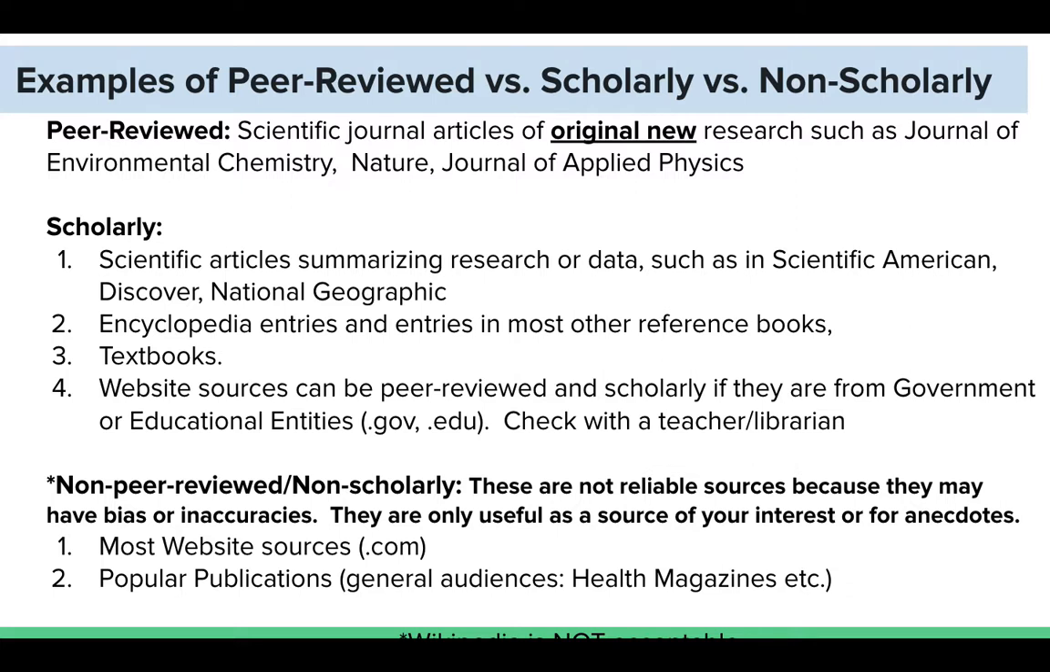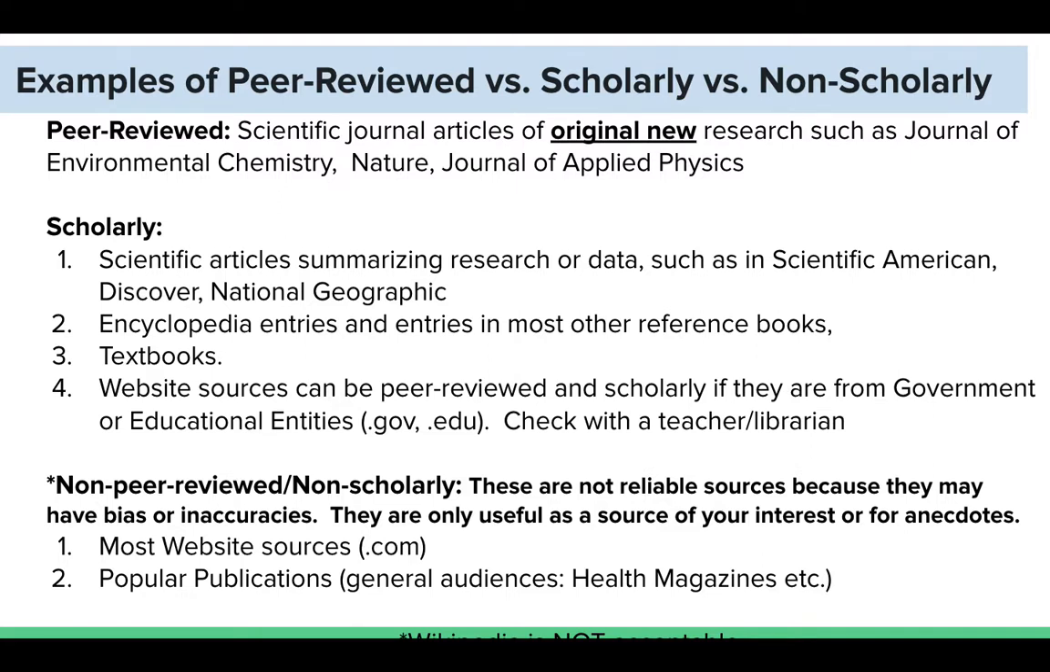Now, you can use non-peer-reviewed, non-scholarly sources, but they do not count as one of your 5. These are not reliable sources because they may have bias or inaccuracies. They haven't been reviewed. They are only useful as a source of your interest or for your anecdotes. So, for the reason why you were interested in seeing what would happen if you added this particular nutrient to a plant, for example. So be sure you're careful about how you use non-peer-reviewed, non-scholarly sources.